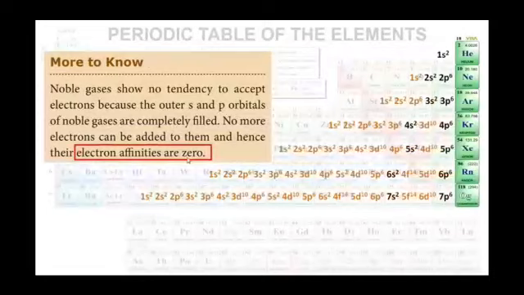Electron affinities of the noble gases are 0 because there is no space to add electrons as they have completely filled orbitals or shells. You know that the number of electrons that can be filled in the s orbital is 2 and p orbital is 8. So, when you look at the electronic configuration of the noble gases, they have completely filled s and p orbitals. Hence, the electron affinities are 0.